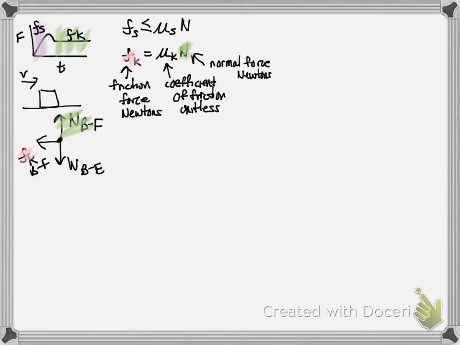If you have a particularly smooth surface, like say ice, it'd be a very small number, like 0.1. If you had something like carpet that has a lot more friction, then they might be much larger, like 0.6 or 0.7, something along those lines.